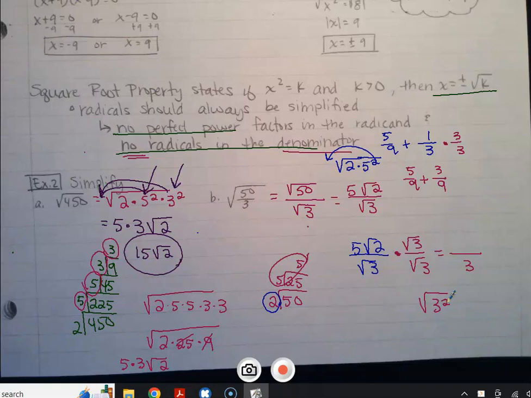Let me finish this numerator problem here though. So if we do this, 5 times the square root of 2 times the square root of 3, right? 5 is on the outside. The other two are both under the radical. So we could say that's the same thing as 5 times the square root of 2 times 3. What's 2 times 3? 6. So 5 times the square root of 6 over 3. That is our reduced answer, because 6 can't be reduced anymore. We don't have any perfect power factors in the radicand, and we have no radicals in the denominator at this point. So 5 times the square root of 6 divided by 3 is the answer.